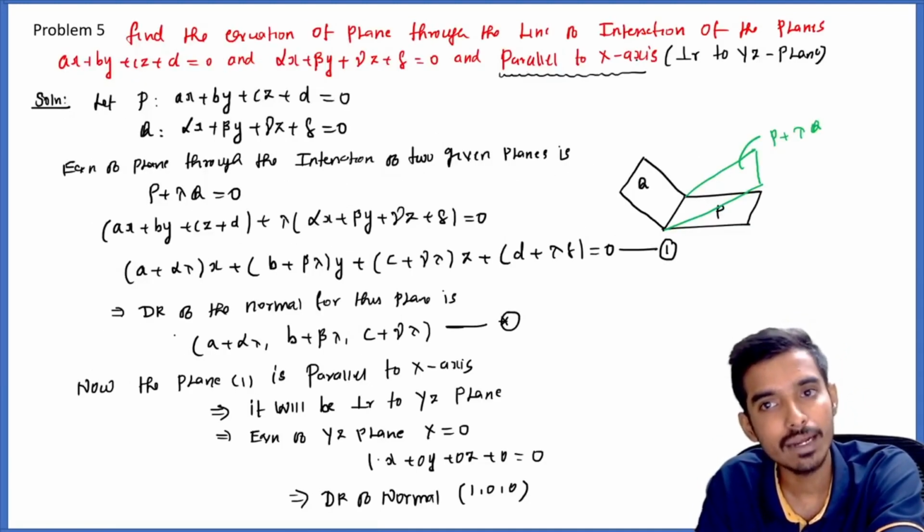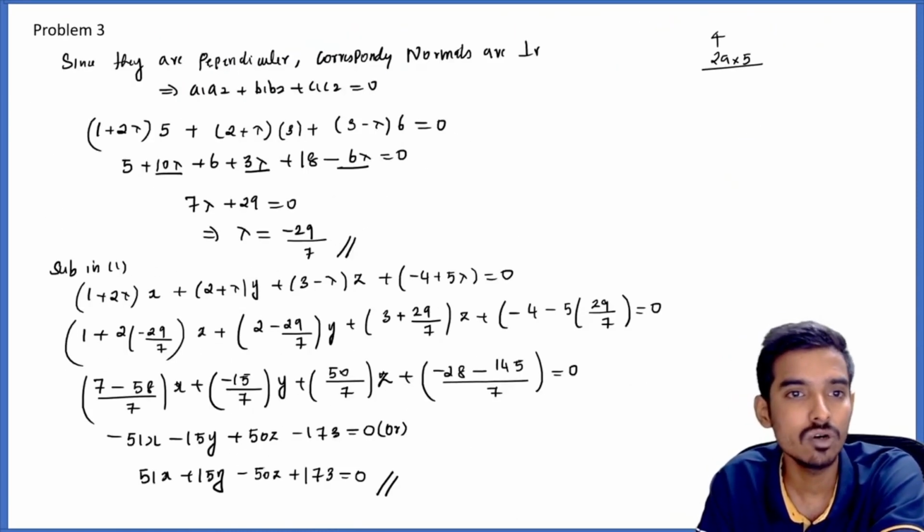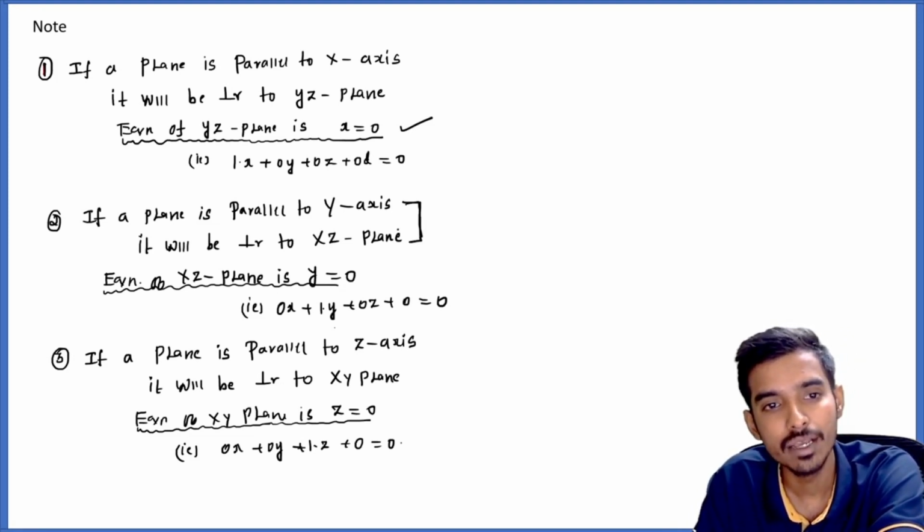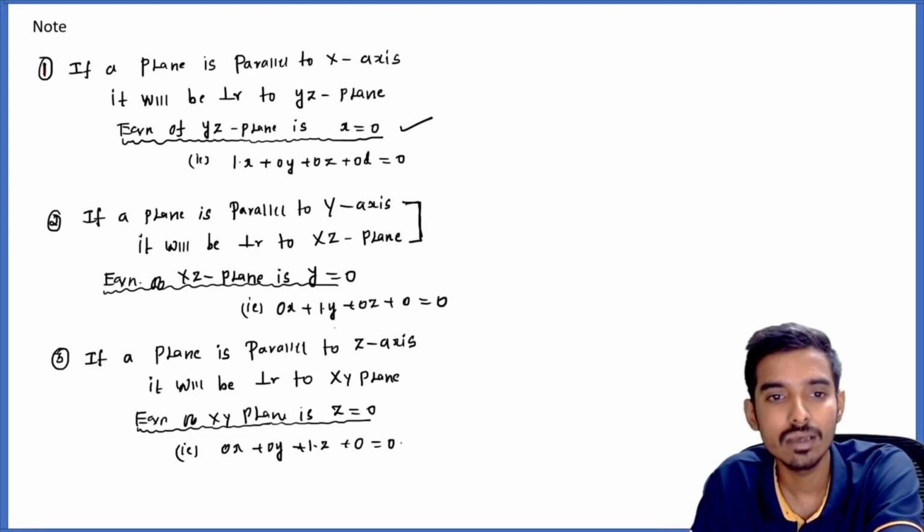Here they have said it is parallel to x axis. It is same as perpendicular to yz plane, right? Because we know if the plane is parallel to x axis, it will be perpendicular to yz plane. And similarly, in the exam, they will play around this. Don't get confused, right? Parallel to y axis is same as perpendicular to xz plane.